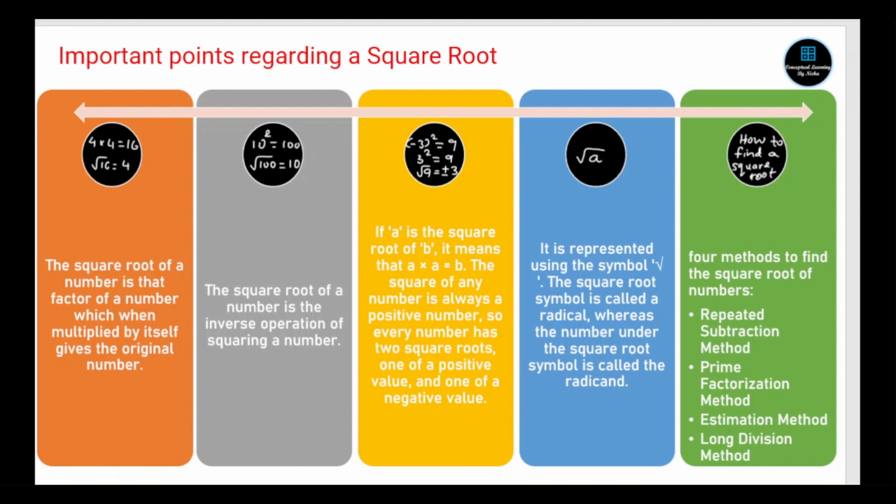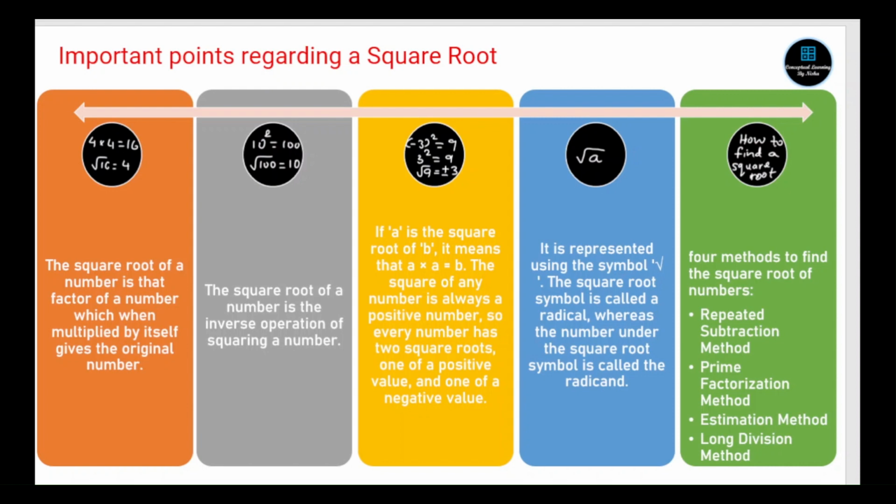Now, if I take negative 3, the square is 9, and 3 squared is also 9. So when I say the square root of 9, it may be a positive 3 or negative 3. Here in this video, we are finding the positive square roots of any number. As of now, we are not considering the negative square root.